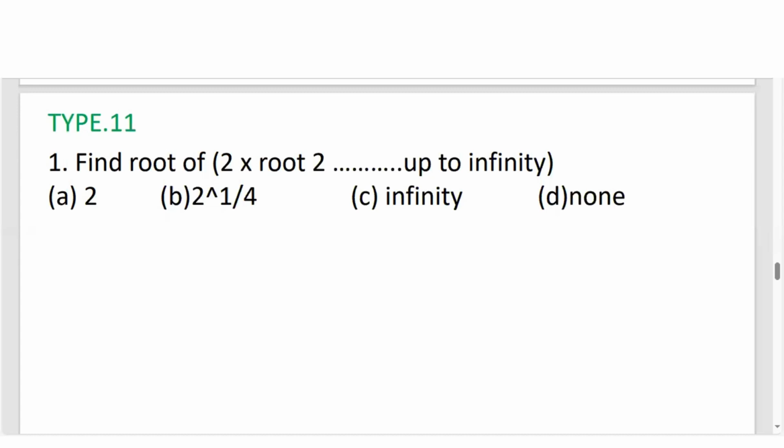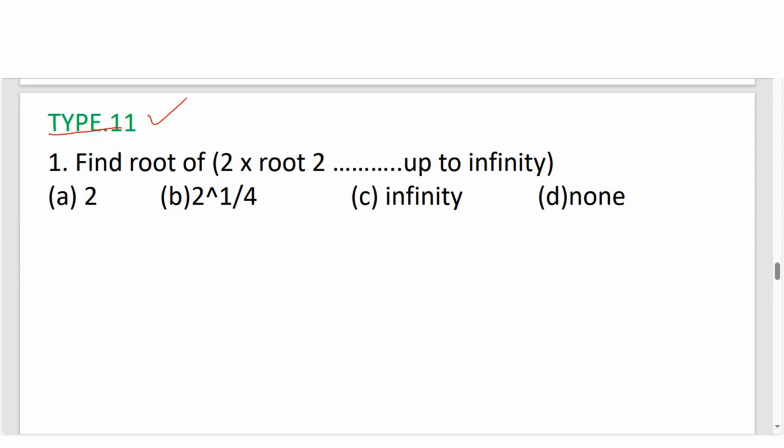Hello everyone. Today I'm going to start a very important topic of quantitative aptitude, that is square root and cube root. Type number 10 we have already completed. This is type number 11. Let us see what the type number 11 question is. So this type number 11 question is: find root of 2 root 2, and this goes up to infinity.